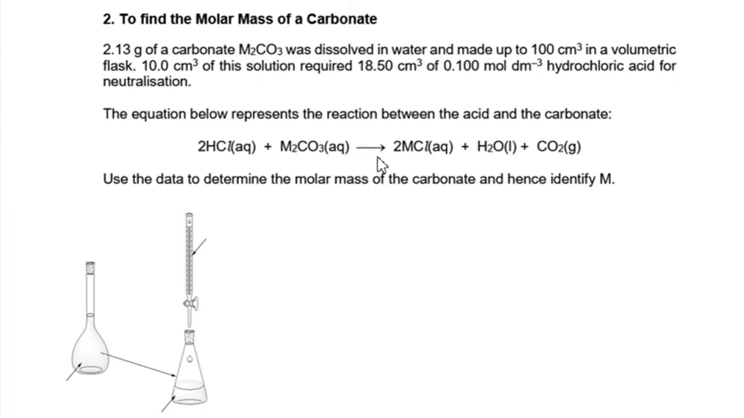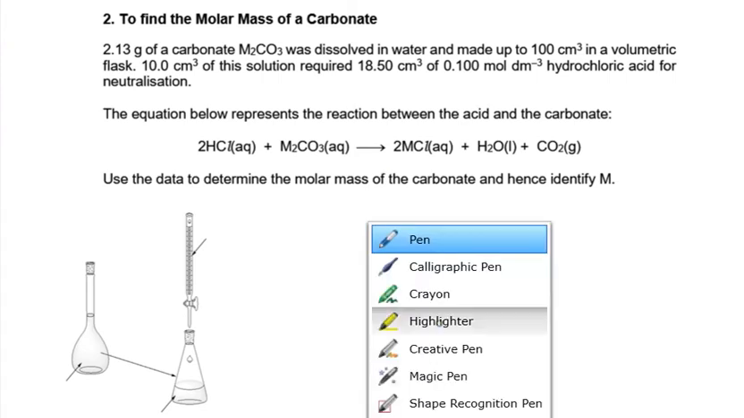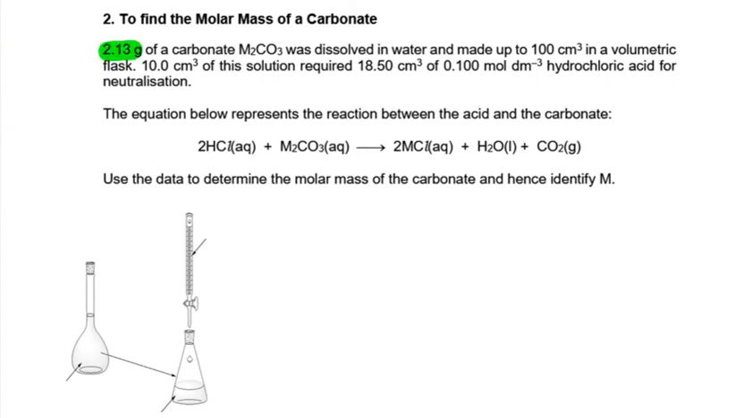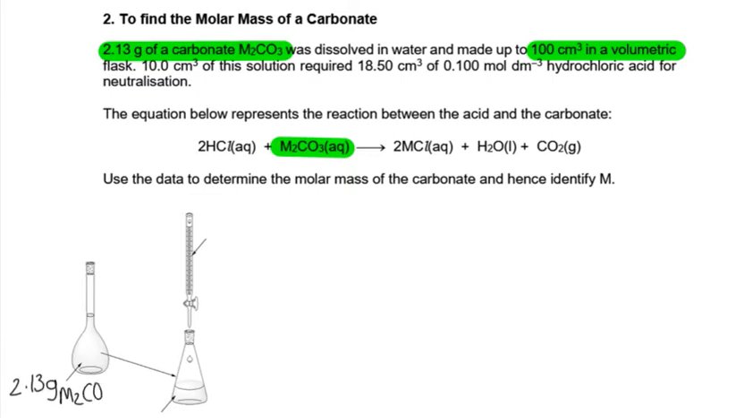So let's have a go at another one. Similar type of question. We've got 2.13 grams of a carbonate there. It was dissolved in water and made up to 100 in a volumetric flask. So let's put that on our diagram. 2.13 grams of M2CO3, and this time made up to 100.